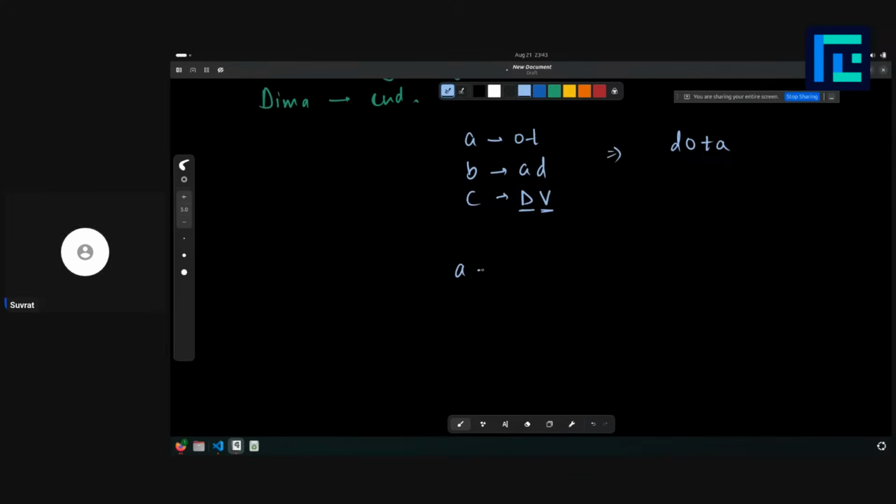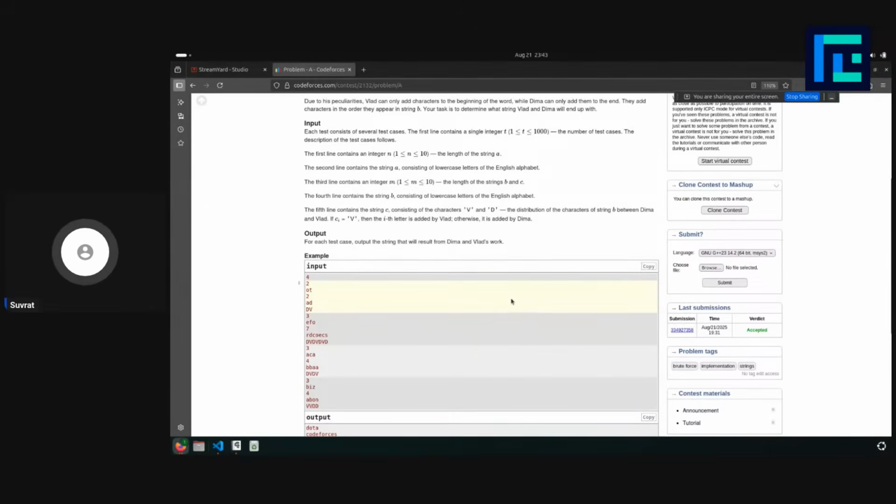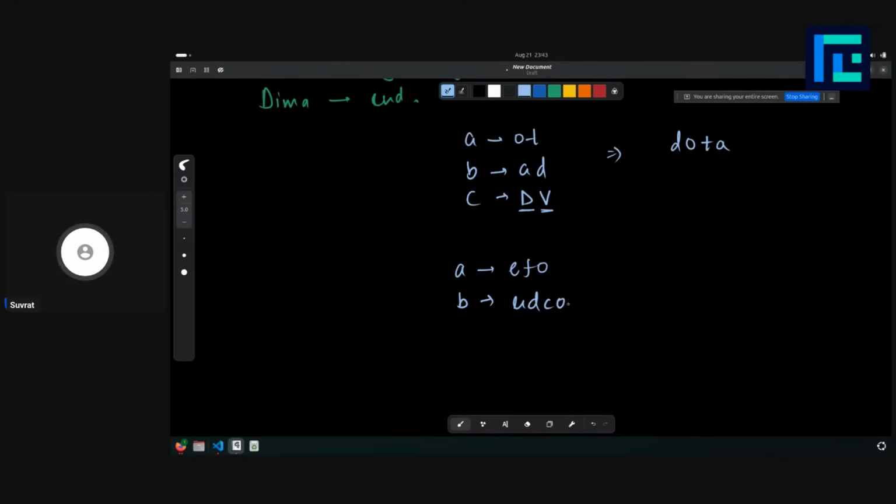Then string A is EFO, string B is RDCOECS, and C is DVDVDVD. Initially the string is EFO. Dima adds to the end, so R. Then Vlad adds to the beginning, so D. Then again end, then again beginning. Then again end, then beginning, then again end. So Codeforces is the answer for this test case.